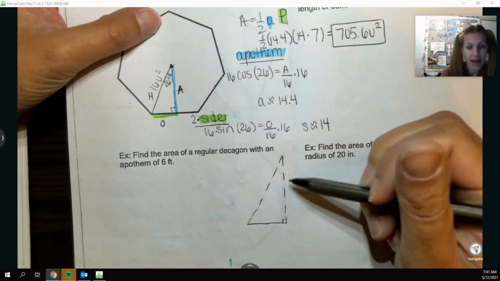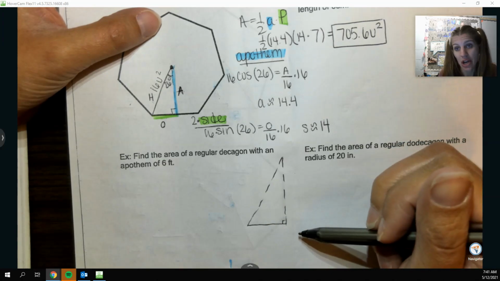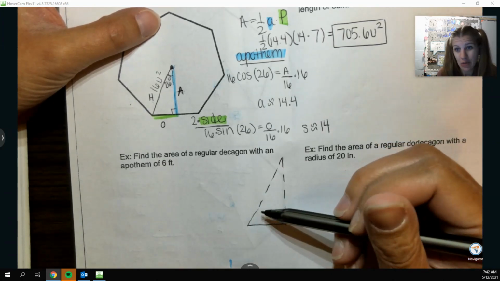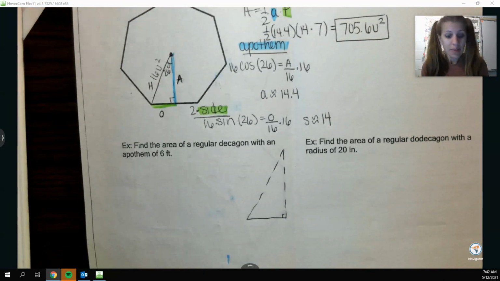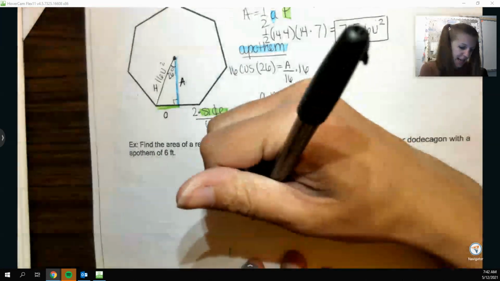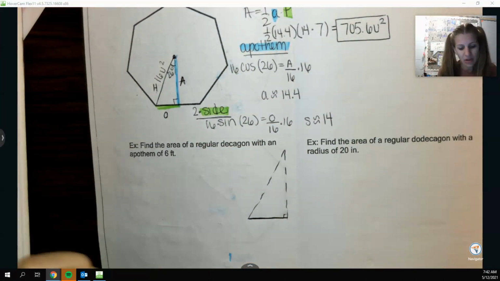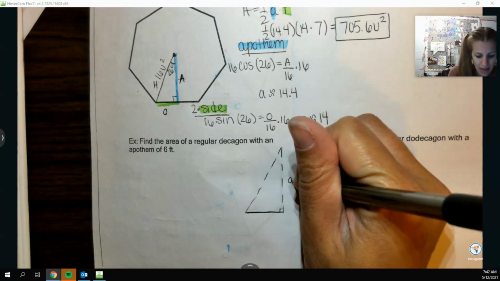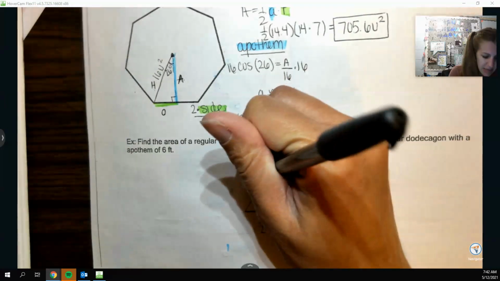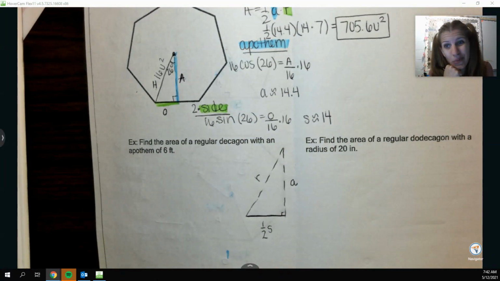People have asked me in the past, why do I make these two sides dashed lines and the bottom one not? These lines I always make dashed because they're not true lines of the shape, and this one is actually part of the shape, so in my brain it helps me remember that. So in our little baby right triangle, this is my apothem, here's my half side, and this is my radius. And then we're going to label what they tell us, and we're probably going to have to find that top central angle.